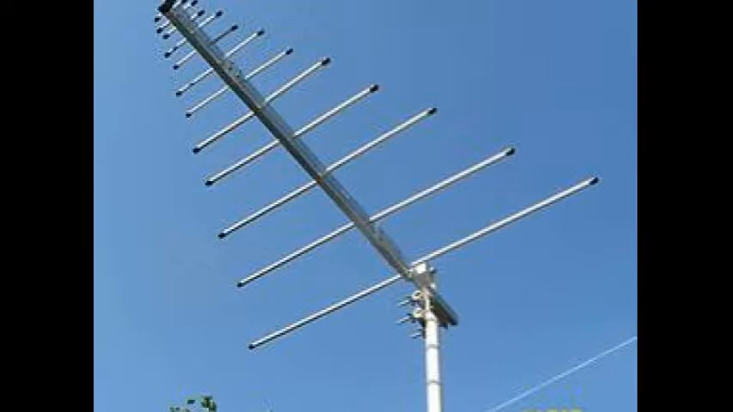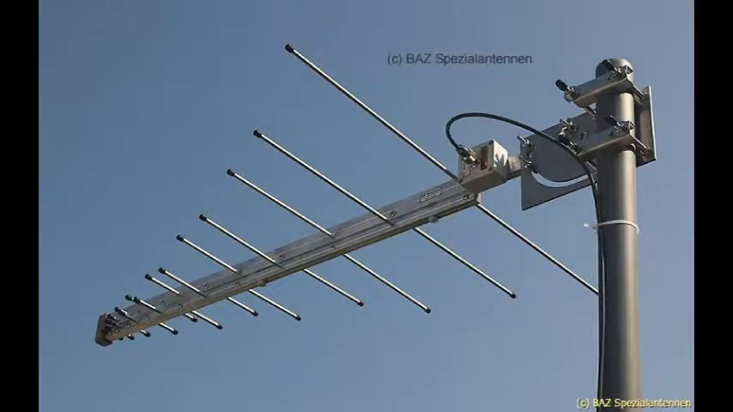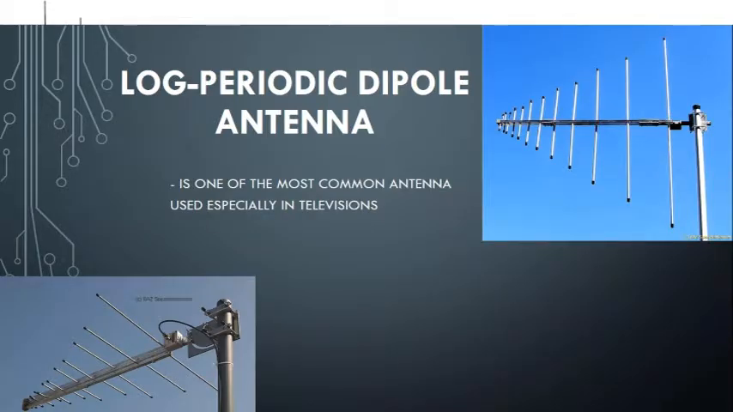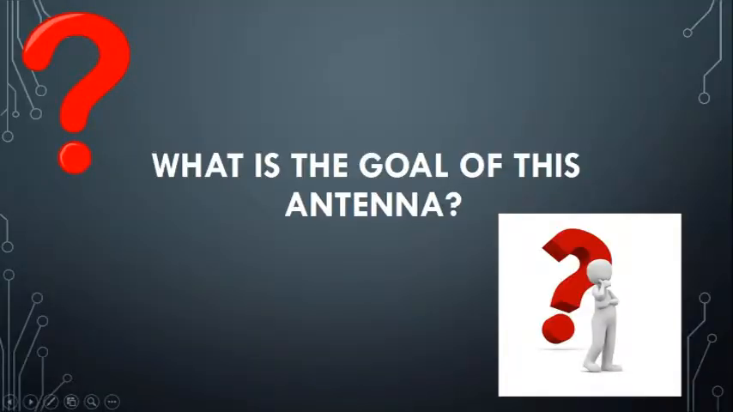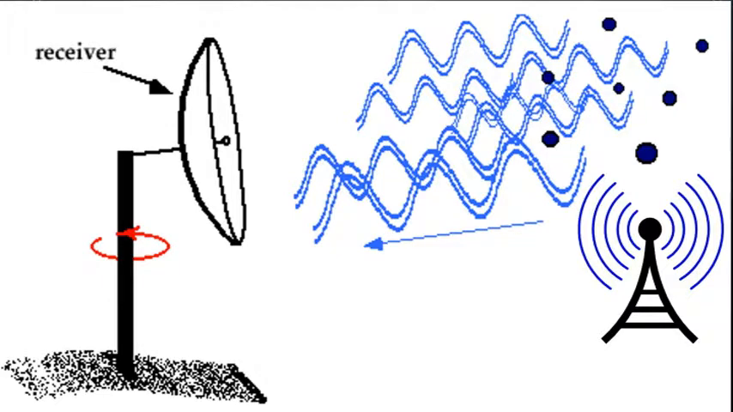For visual reference and familiarization, these are some pictures of a log periodic dipole antenna. Actually, the most common type of antenna used in wireless communication technology is a log periodic dipole. What, then, is the goal of this antenna? It is simply to receive every frequency in that particular area.